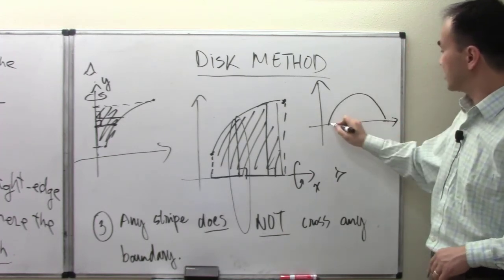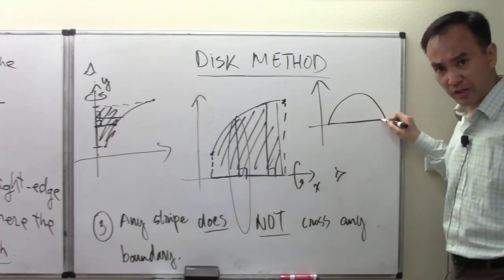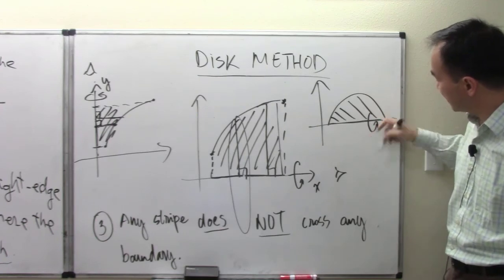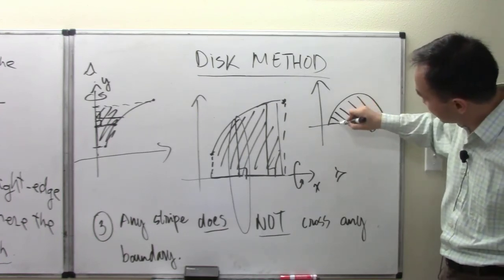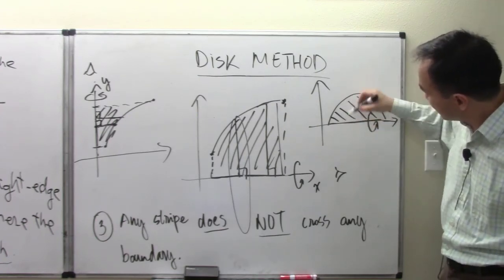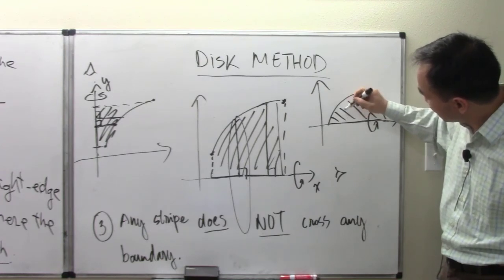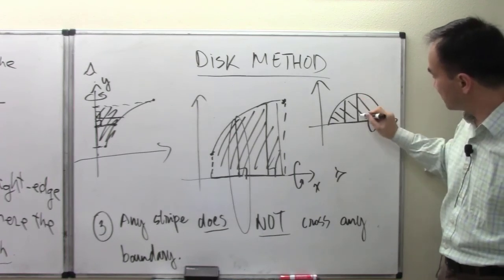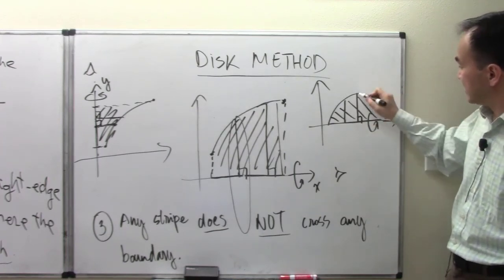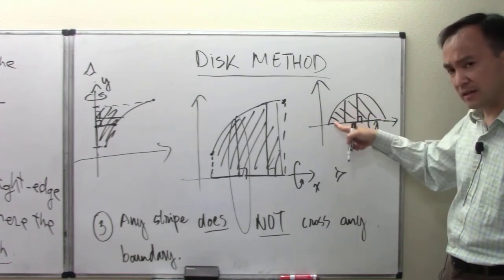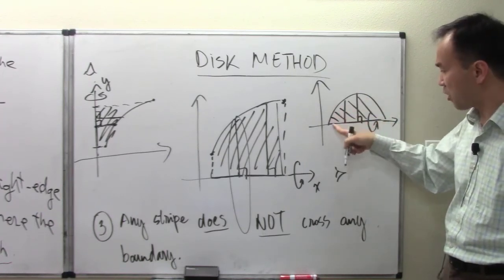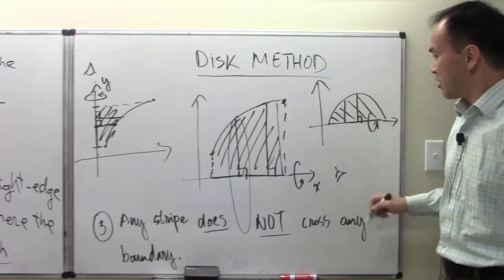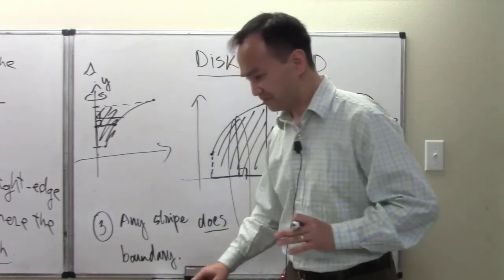Okay, and there's a straight edge boundary of the region, and we're rotating this around the x-axis. Let's see if this method will help. Yes, this method will be excellent for this, due to the fact that any stripe that we draw right here, any stripe drawn through the region perpendicular to the rotation axis, does not cross any boundary, because there are cases later on.